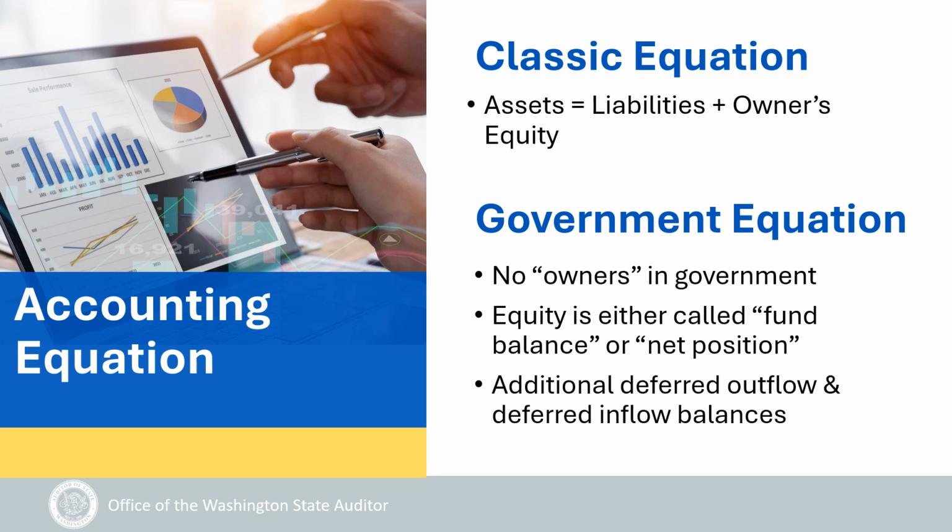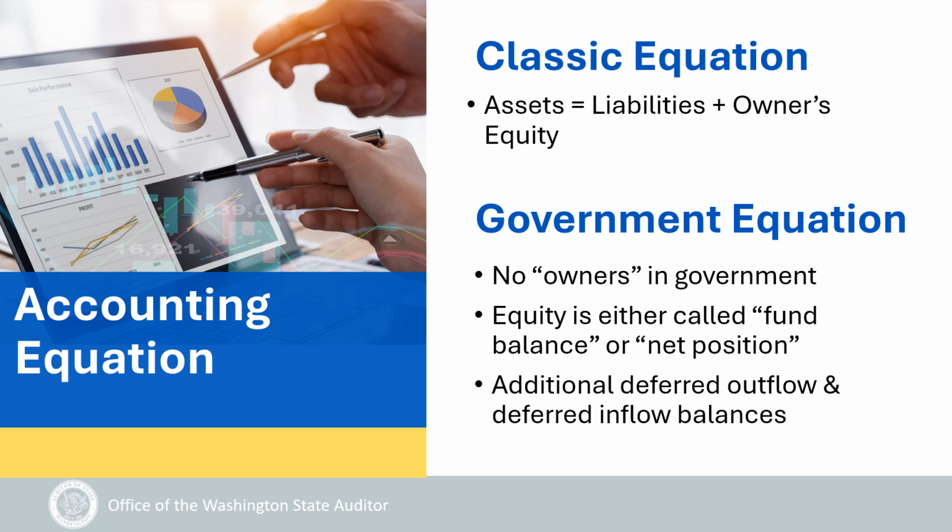You may be familiar with the accounting equation. Assets equals liabilities plus owner's equity. In this equation, everything on the left side of the equal sign has a debit balance, meaning debits increase assets while credits decrease them. Everything on the right side of the equal sign is a credit balance. This means if you credit liabilities or owner's equity, you increase them. But if you debit a liability or owner's equity, you decrease them.